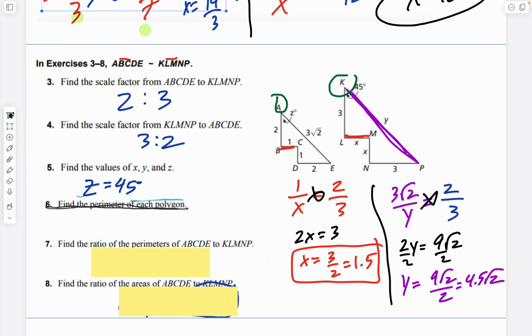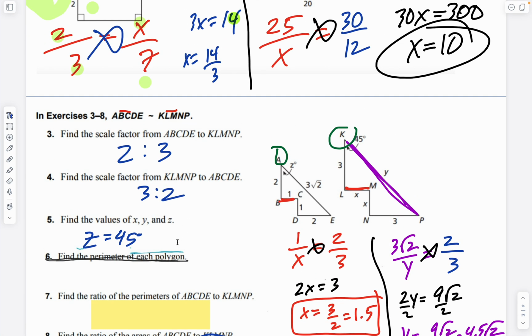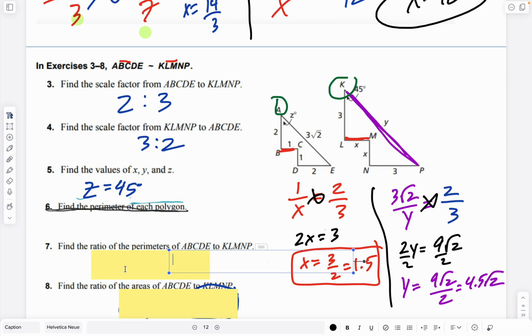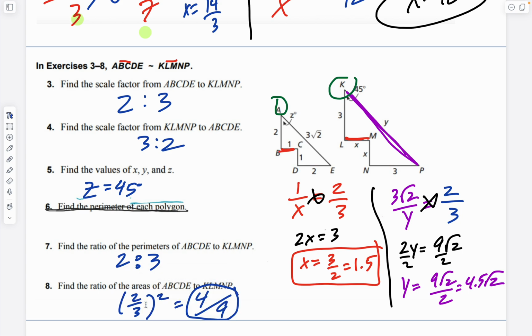Find the ratio of the perimeters. Well, the ratio of our perimeters is equal to the ratio of the sides, so it's just 2 to 3. For the areas, I just square that ratio. So 2 squared over 3 squared, which is 4 over 9.